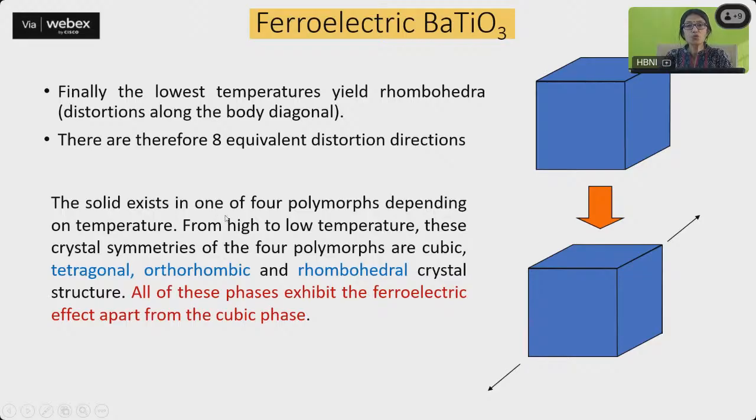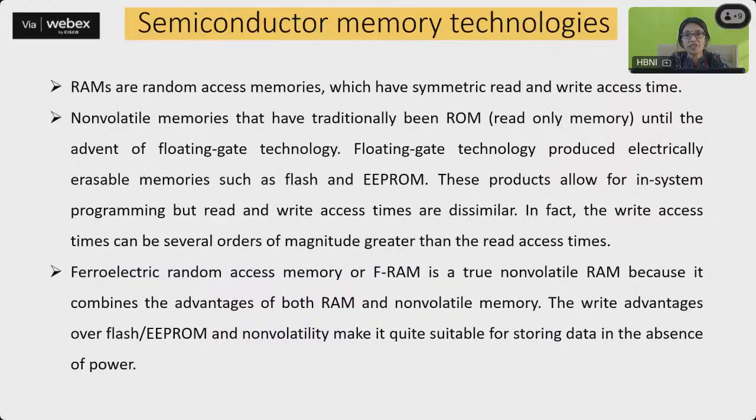The solid exists in one of 4 polymorphs depending on the temperature. From high to low temperature, the crystal symmetries of the 4 polymorphs are cubic, tetragonal, orthorhombic, and rhombohedral. All of these phases exhibit the ferroelectric effect apart from the cubic phase. Of course, you understand why, because that is symmetry. So the tetragonal, orthorhombic, and rhombohedral crystal structures all exhibit ferroelectricity.